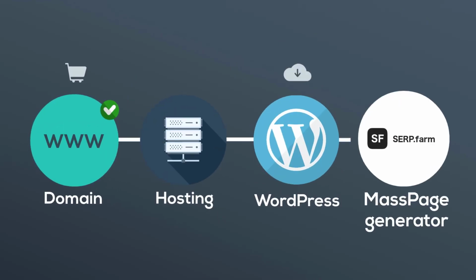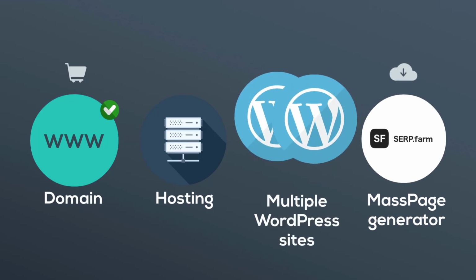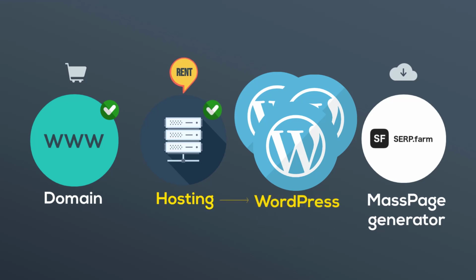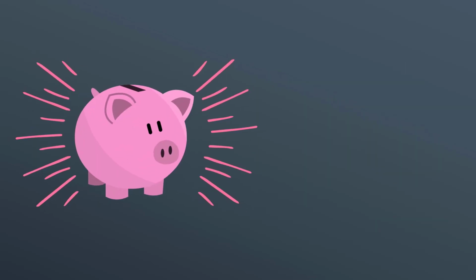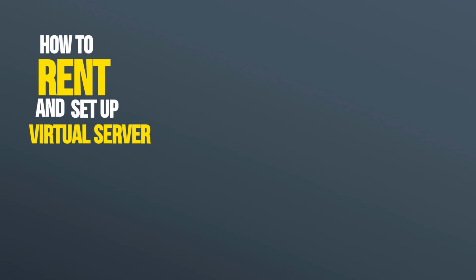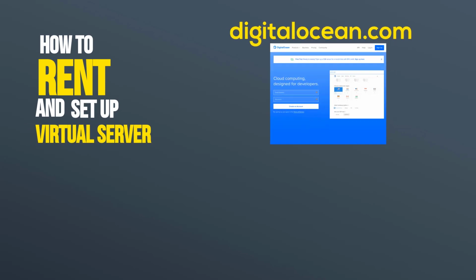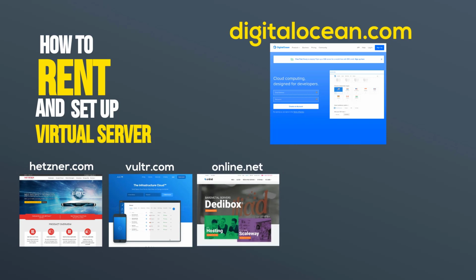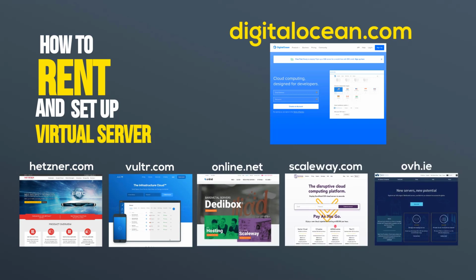Install a WordPress and a mass page generator on it. If you want to install multiple WordPress sites, you can rent a standard web hosting, but you have to make sure that it supports WordPress. But if you want to save money on the mass page generated sites, you should rent a web server or virtual server instance. We'll show you how to rent and set up a virtual server instance using DigitalOcean. But of course you can pick any other service such as Hetzner.com, Vultr.com, Online.net, Scaleway.com, or OVH.ie. Just pick the one that suits you most.